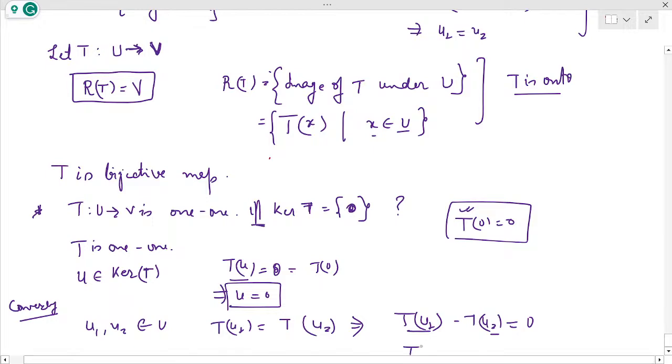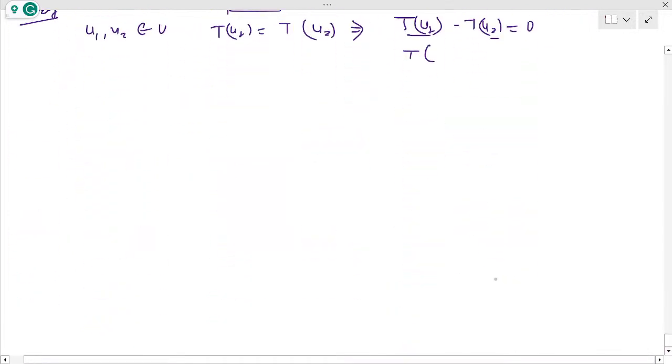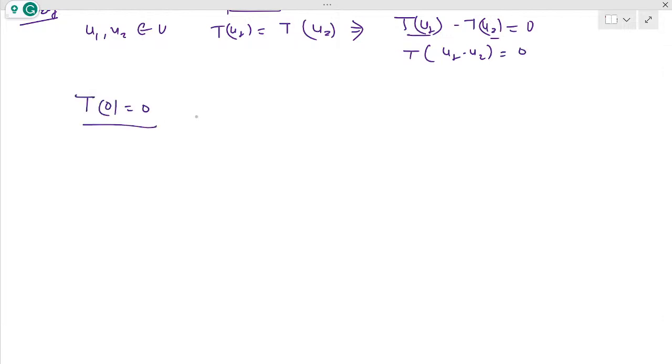Since T is a linear transformation, I can write this as T of U1 minus U2. And since it is a linear transformation, remember T of 0 can only be 0. It implies what? It implies U1 minus U2 has to be equal to 0. It implies U1 equal to U2. It implies T is 1 1.